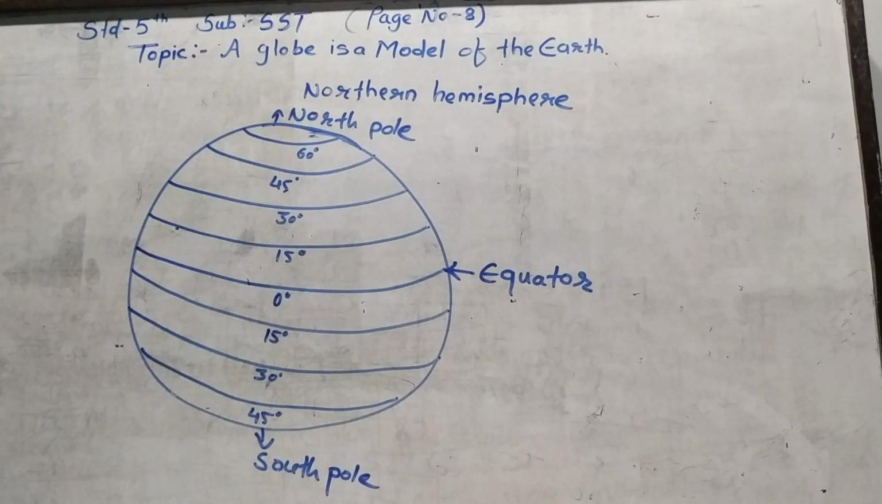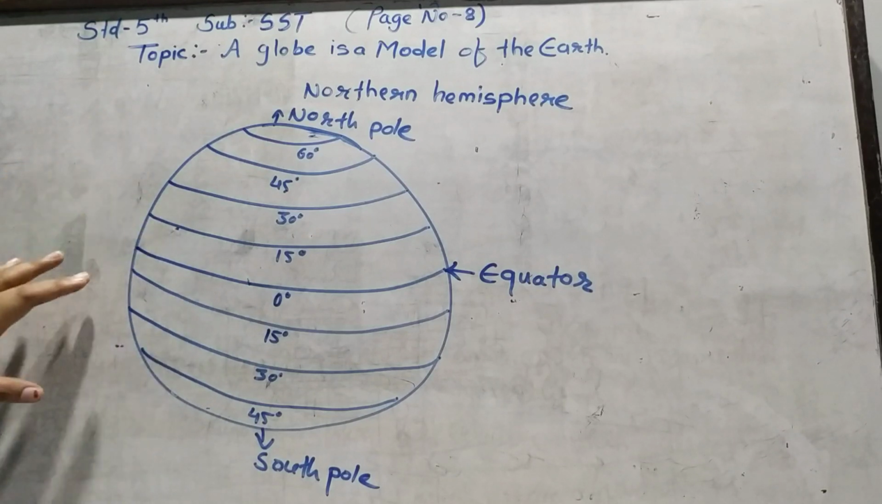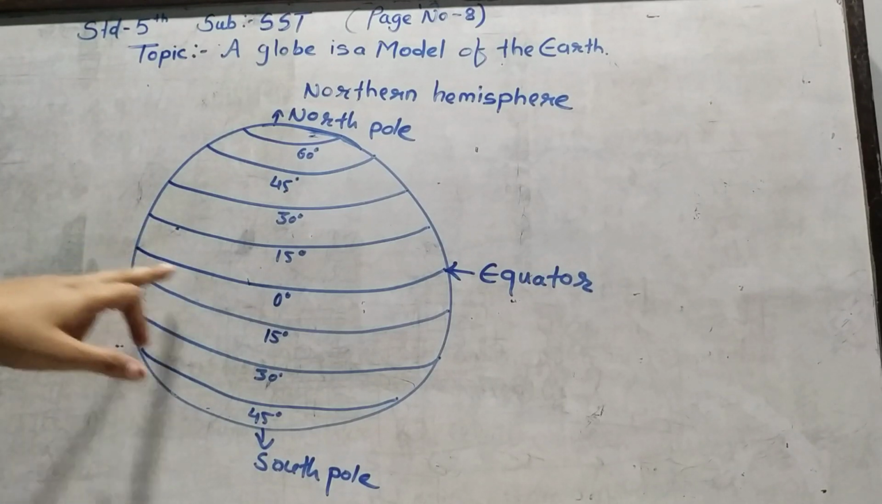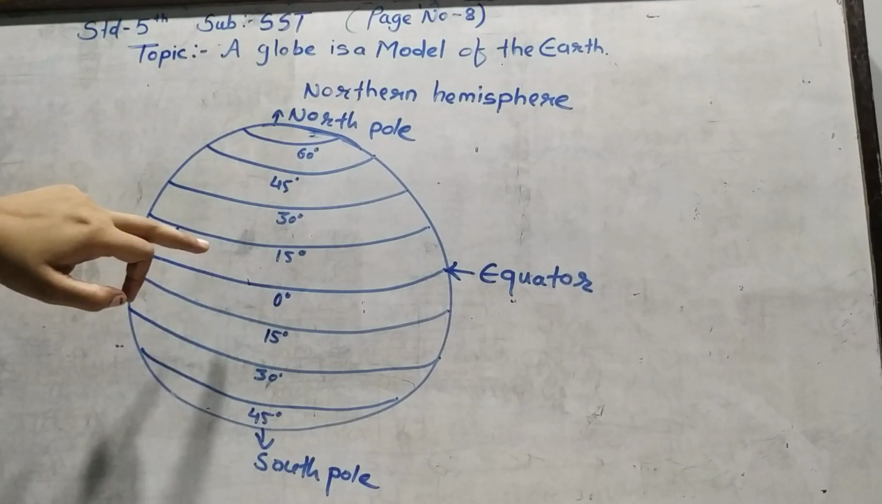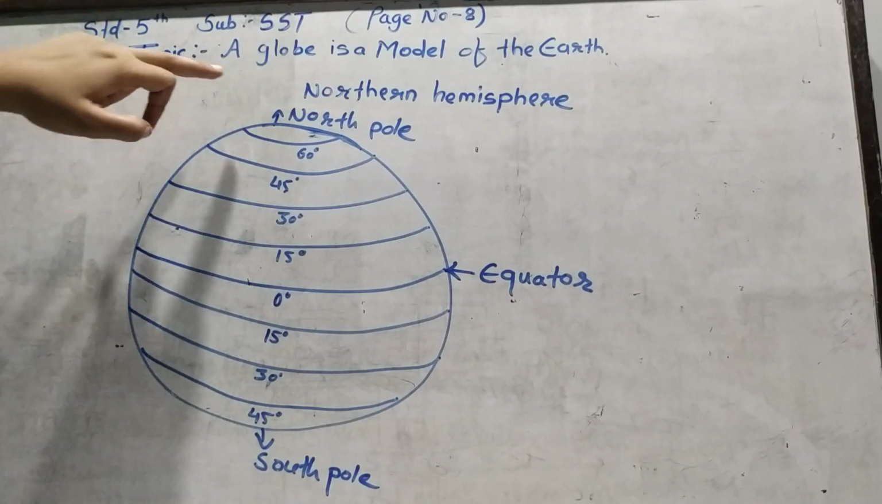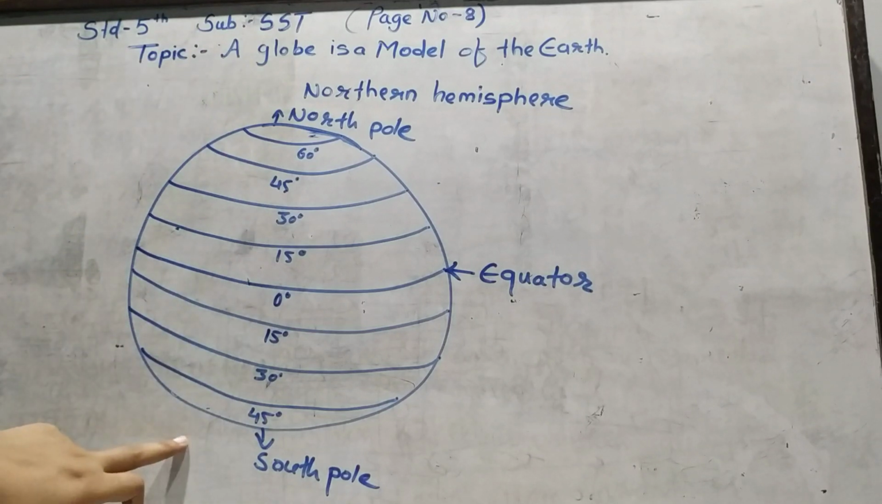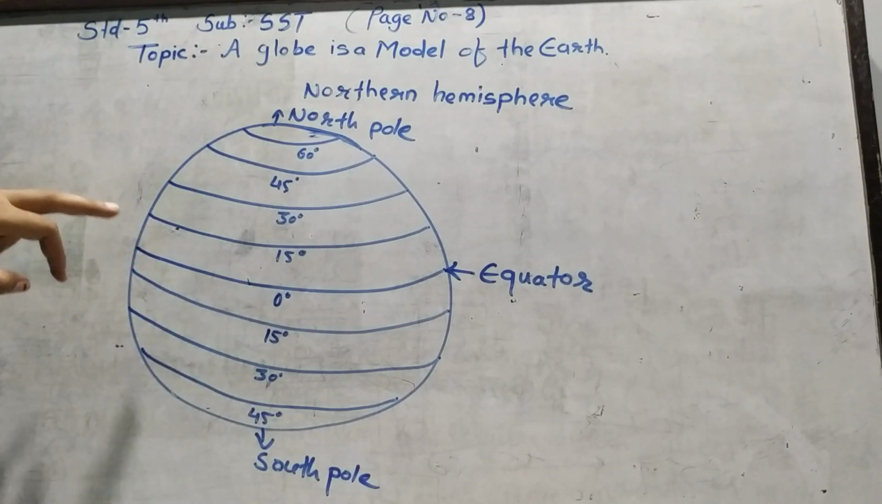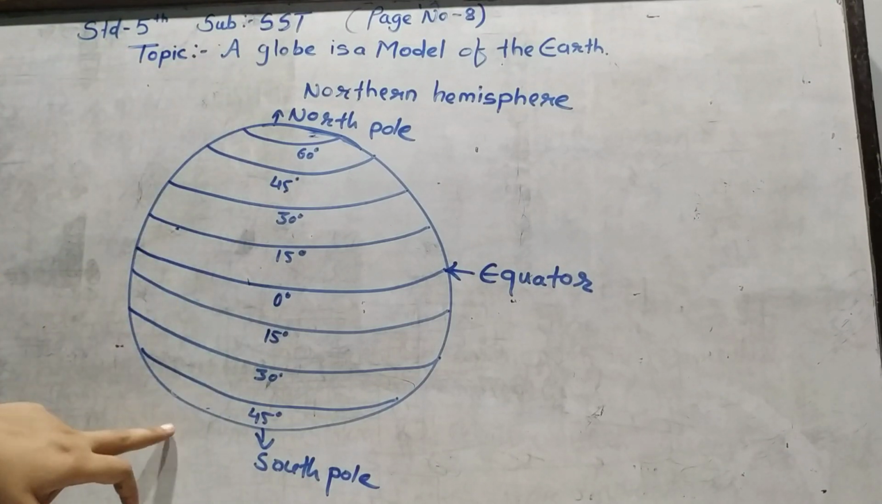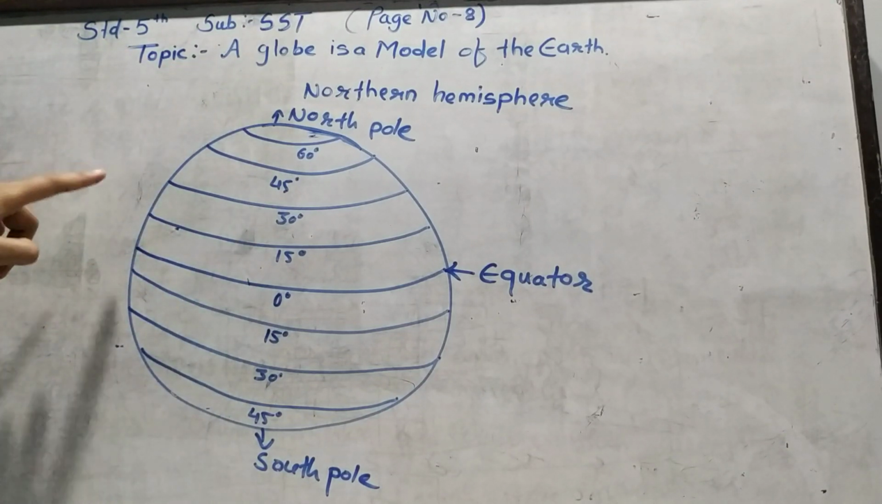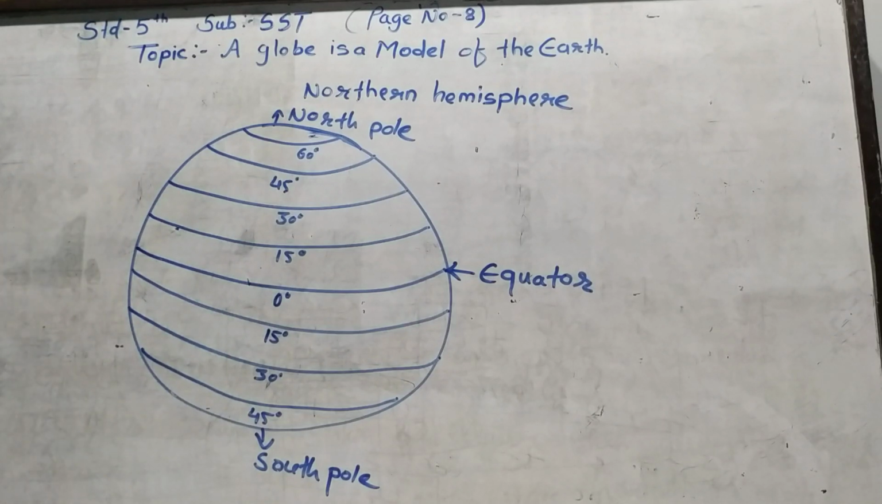So there are many other lines drawn parallel to the equator. In this image you can see there are other parallel lines which are drawn to the equator, right? This is the equator and there are many other lines which are parallel to the equator. On both sides, towards the north pole and towards the south pole, there are some lines which go upward to the north pole and some lines which go downwards to the south pole. And these lines are called the lines of latitude.